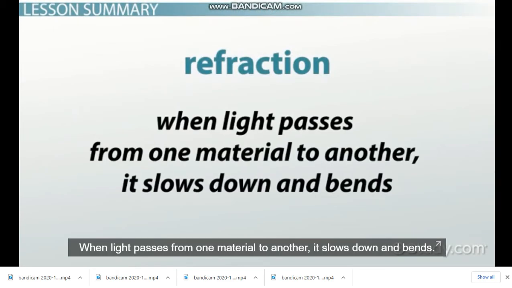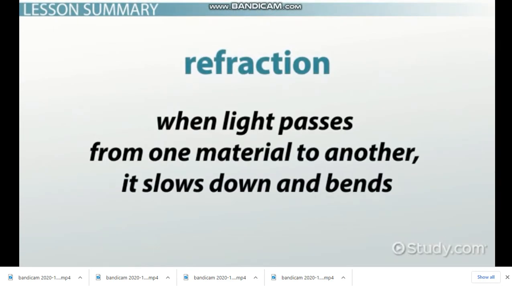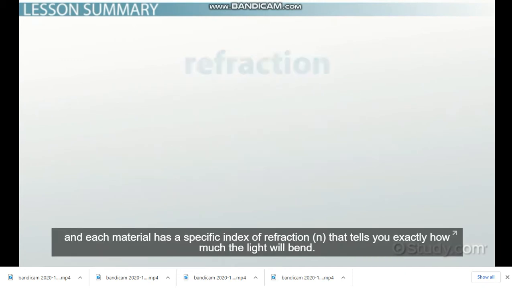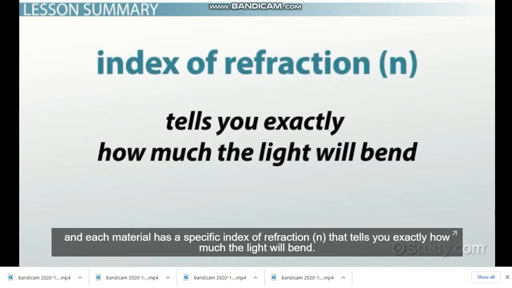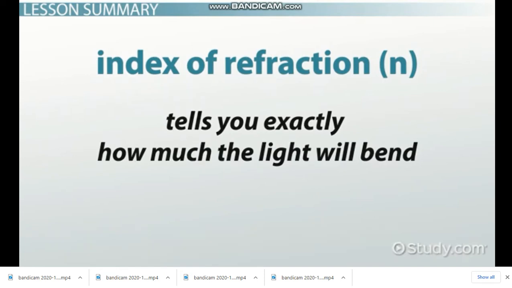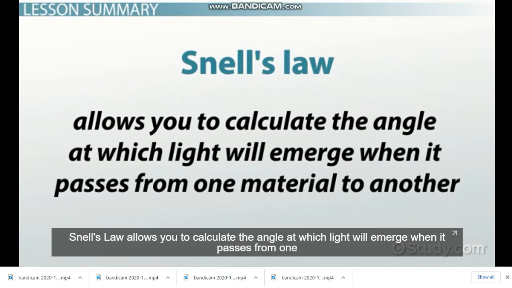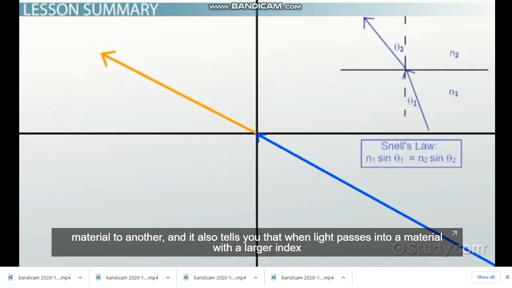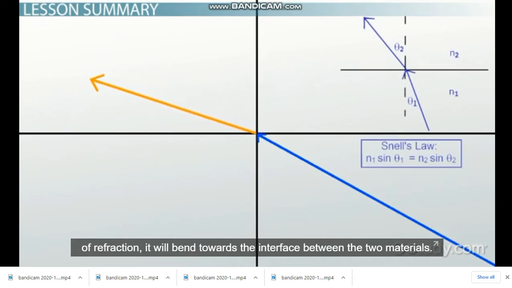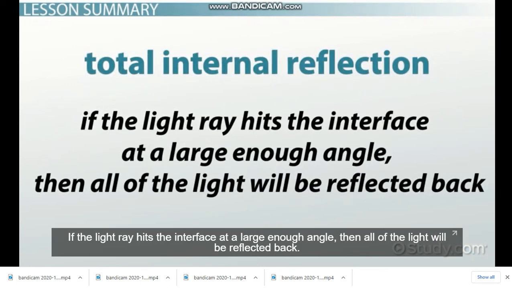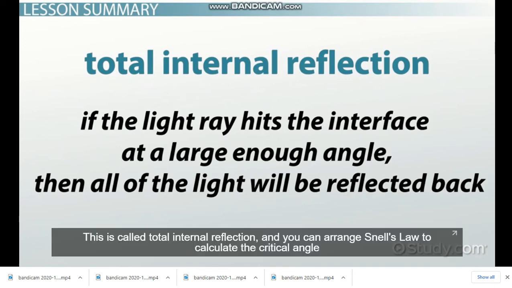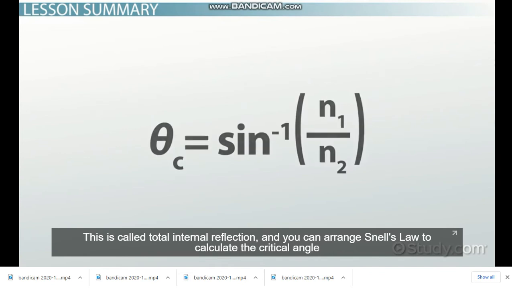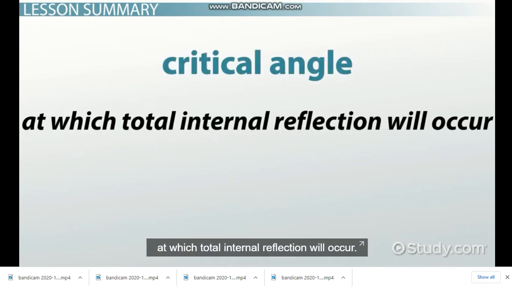When light passes from one material to another, it slows down and bends. This phenomenon is called refraction, and each material has a specific index of refraction, or N, that tells you exactly how much the light will bend. Snell's law allows you to calculate the angle at which light will emerge when it passes from one material to another. And it also tells you that when light passes into a material with a larger index of refraction, it will bend towards the interface between the two materials. If the light ray hits the interface at a large enough angle, then all of the light will be reflected back. This is called total internal reflection, and you can rearrange Snell's law to calculate the critical angle at which total internal reflection will occur.